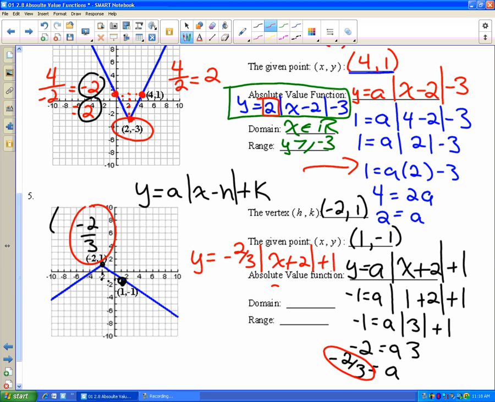My domain, as always, x is an element of all real numbers. My range is y, since it's facing down, is less than or equal to my y coordinate, which is negative 1. I lied, which is positive 1.